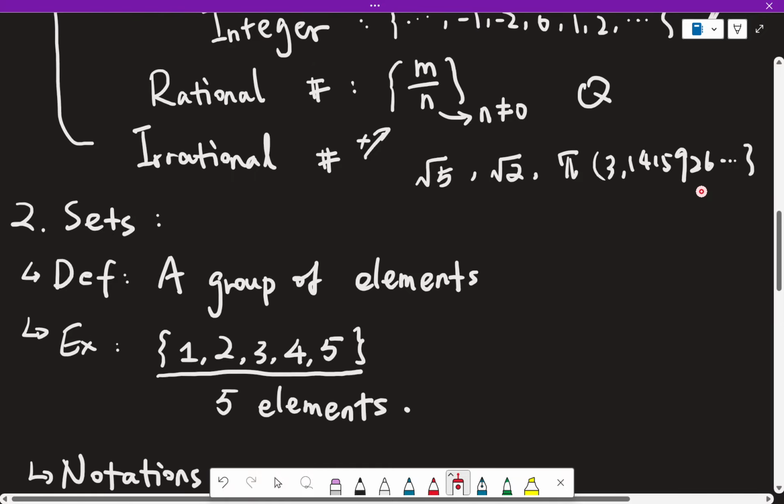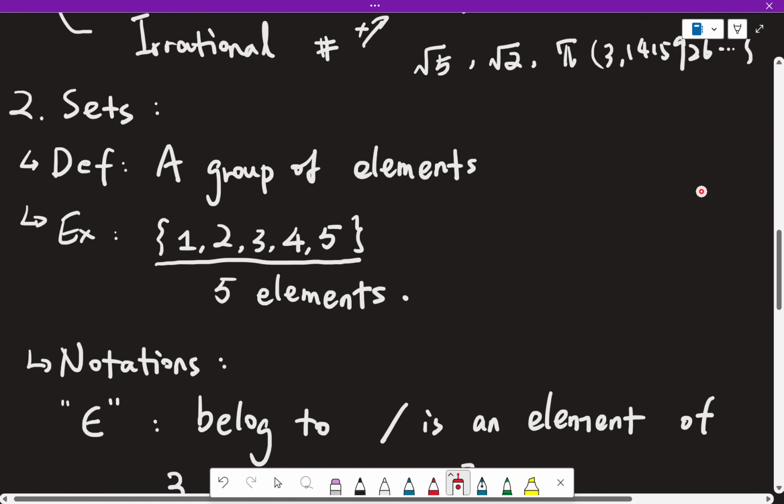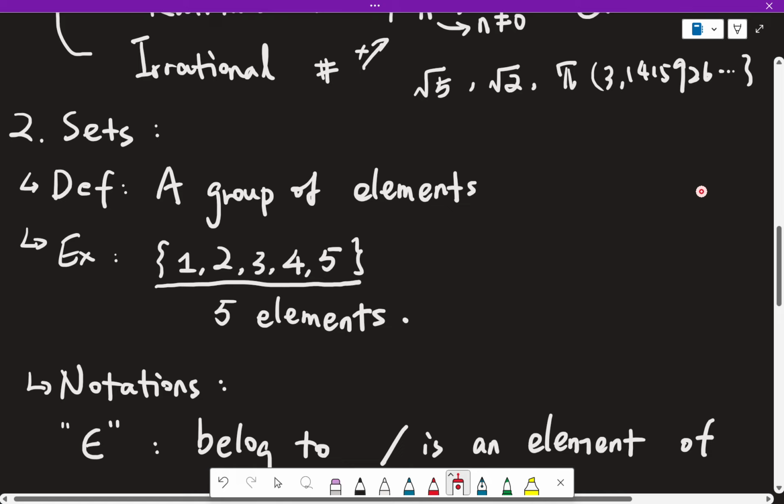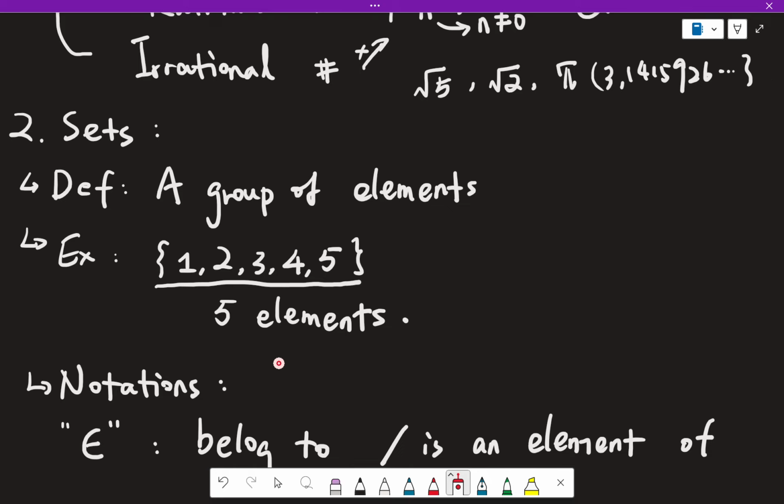Next, let's talk about sets. What is the definition of a set? A set is just a group of elements. One example could be 1, 2, 3, 4, 5, and there are 5 elements.